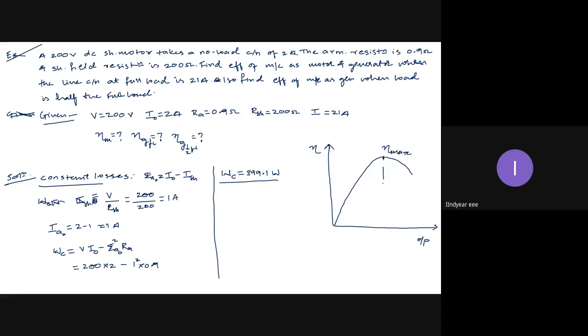So at this point, my variable losses become equal to constant loss and the efficiency obtained will be maximum. And full load efficiency is always less than maximum efficiency. So whenever we are designing a machine, it is very important for us to know what the operating condition of that machine is.